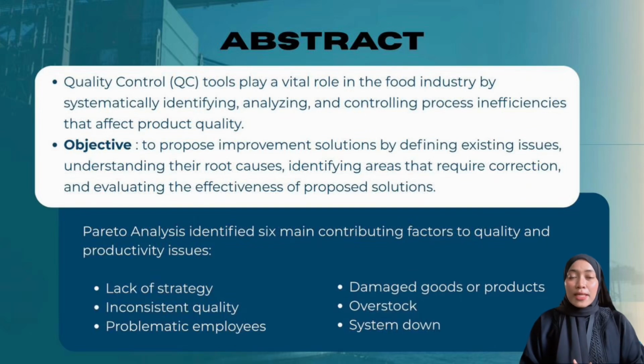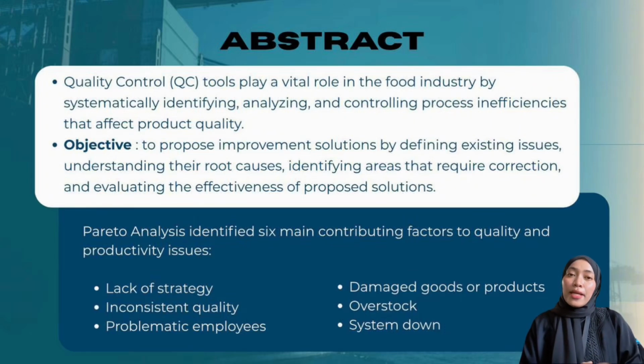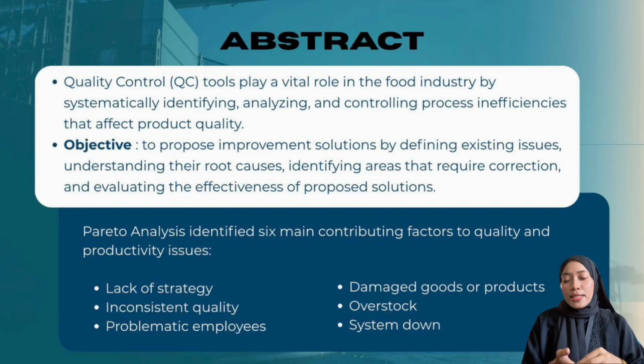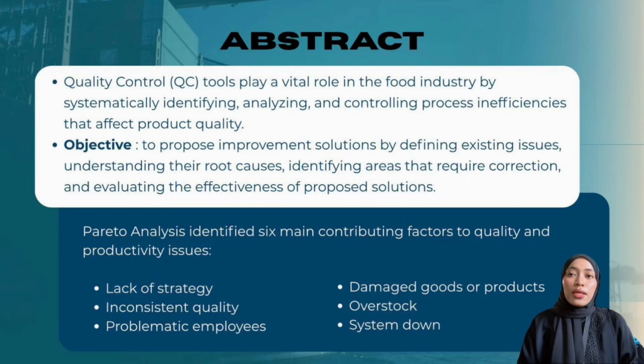Despite these benefits, many food manufacturing companies continue to struggle with low productivity due to excessive defect rates, improper procedures, and problem-solving methods. So the objective of this case study is to suggest solutions for manufacturing companies by defining the issues, understanding the causes of the issues, determining what needs to be fixed, and evaluating the proposed solutions.